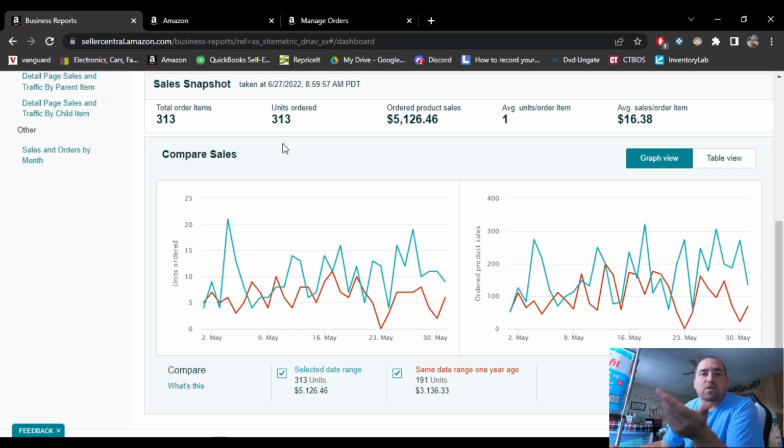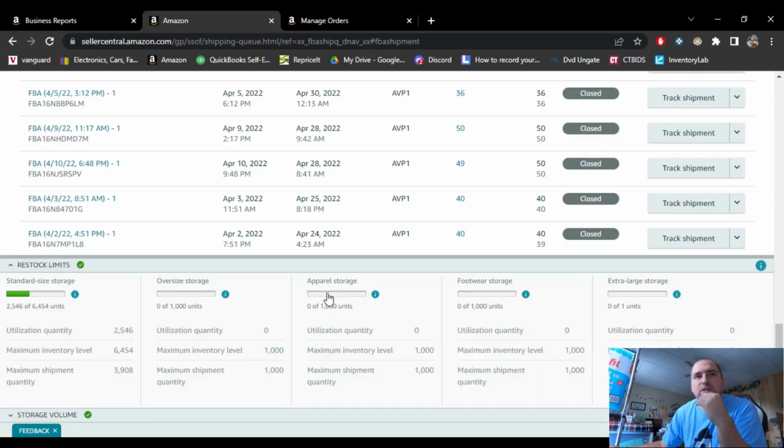That brings up the question, well, Mike, how many items do you have in stock? This was for May of this year, so the number's probably a little skewed. It's probably a little less than what I have here. On this page, I'm currently utilizing 2,546 of my available inventory, which is 6,454. If we go to the beginning of May, I was probably around 2,100, 2,200 items in stock.